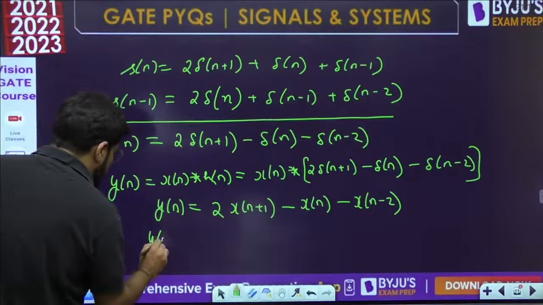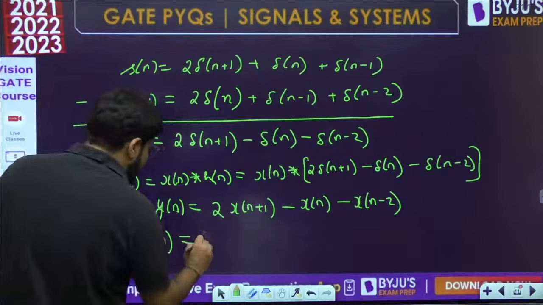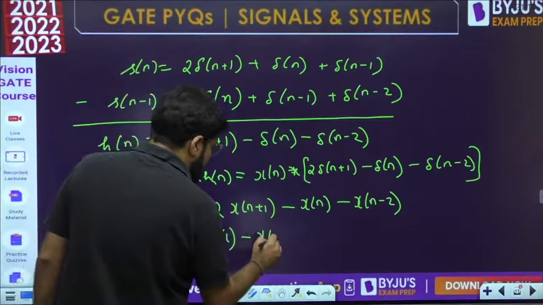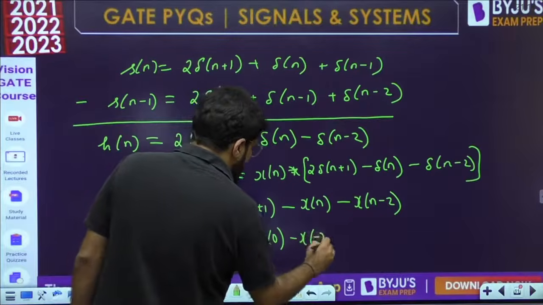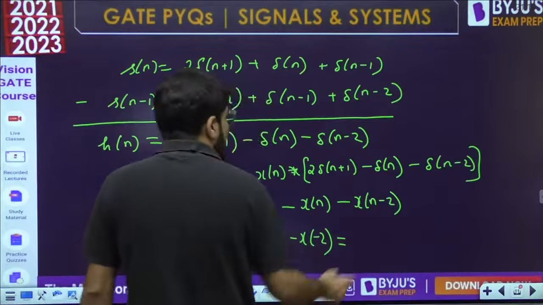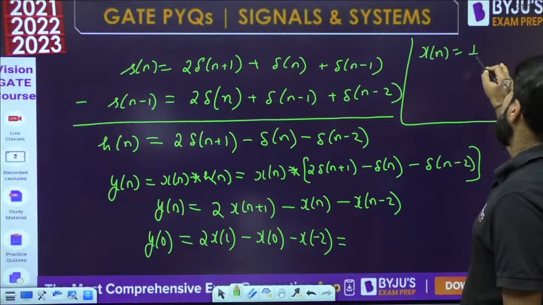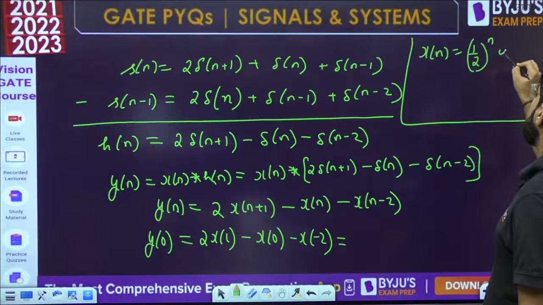We only need y0. Now put down the value. Directly write down n equal to 0. So twice of x1, minus x of 0, minus x of minus 2. So what will the answer be? Let me separately write down xn for your memory. Xn is given as half power n un.